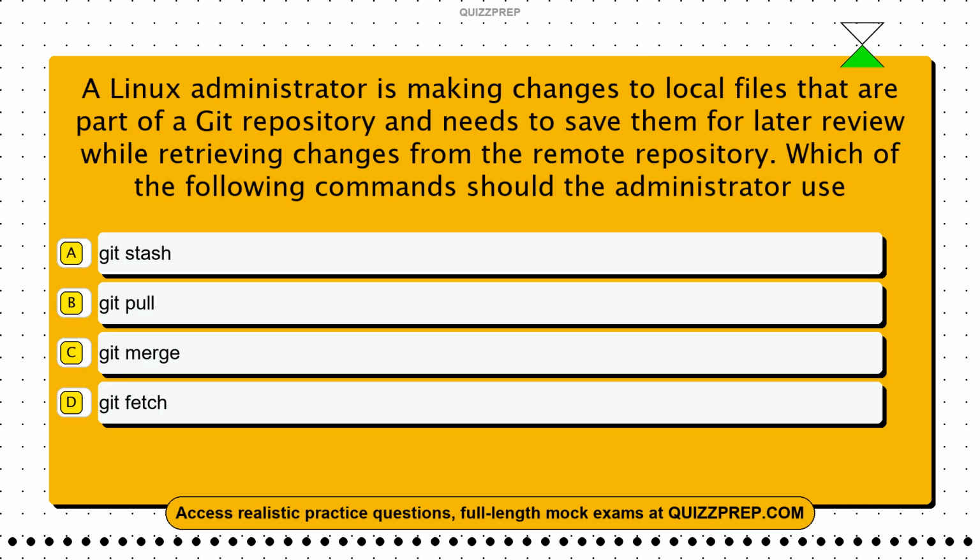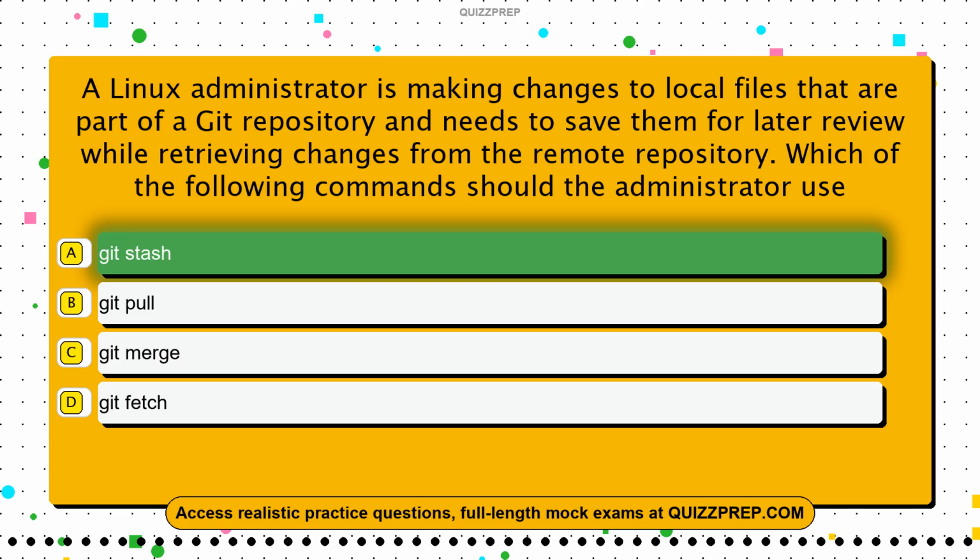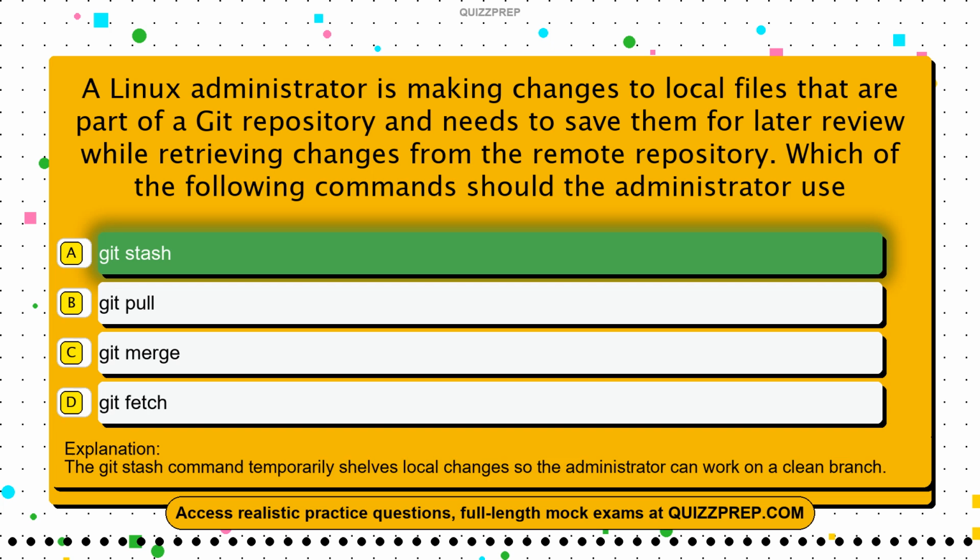Question 41. A Linux administrator is making changes to local files that are part of a Git repository and needs to save them for later review while retrieving changes from the remote repository. Which of the following commands should the administrator use? Option A, git stash. Option B, git pull. Option C, git merge. Option D, git fetch. The correct answer is option A, git stash. The git stash command temporarily shelves local changes so the administrator can work on a clean branch.